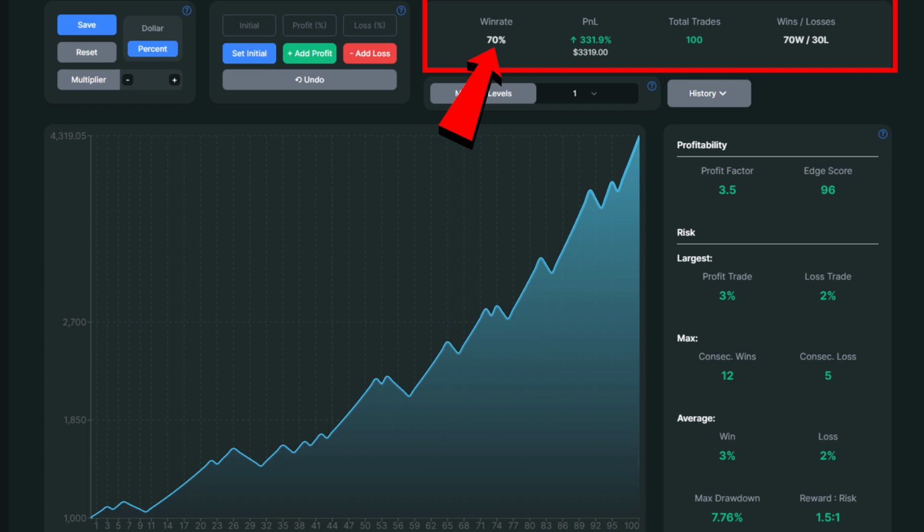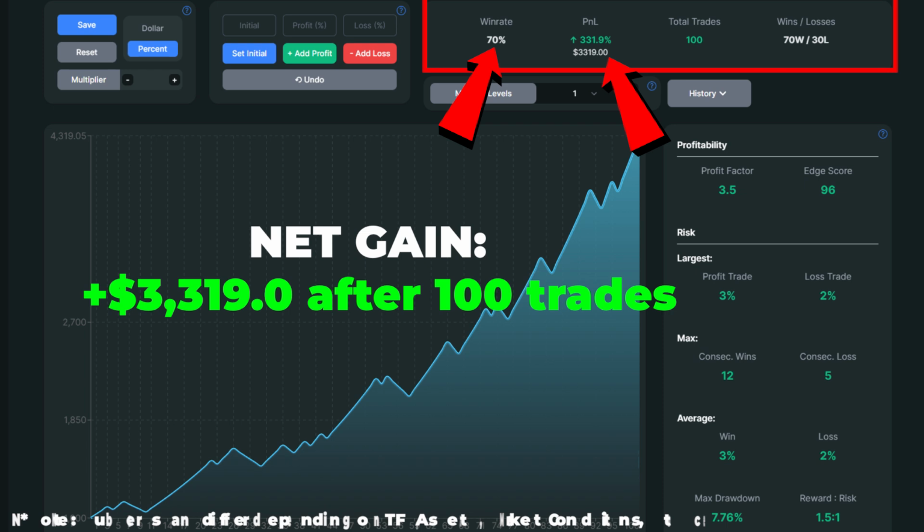Moving on, the account would hypothetically advance by 331.9%, which is a solid result. For instance, if you start with $1,000 initial equity, this strategy will generate a net gain of about $3,300 after 100 trades.